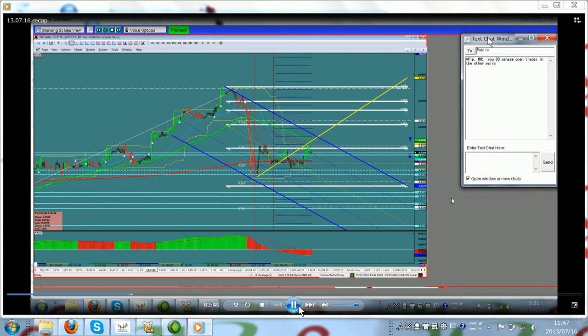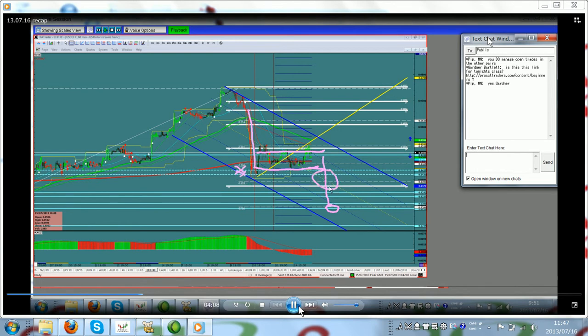Dollar Swissy, right now it's really tentative what it's doing. Right now it looks like a big rectangle. And if it's a rectangle, then however we got in this is how we're going to get out. So we can certainly come down to here. That makes total sense to me right there. So these targets have all been taken out to the downside.